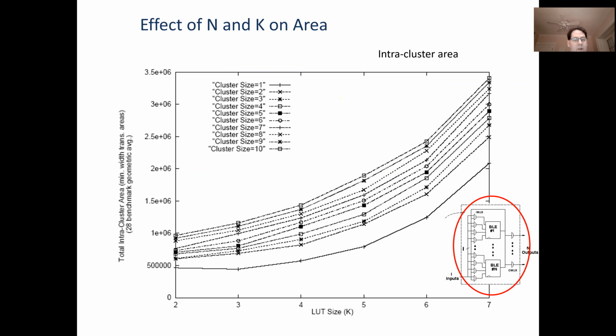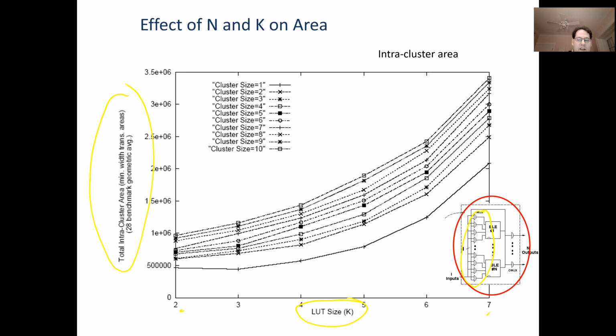So I'm going to show you a whole bunch of graphs and try to interpret what they mean. Okay, so this is basically area on the y-axis and lookup table size on the x-axis. Small lookup table of 2, big lookup table of 7. And we're changing the logic cluster. And here they're showing how much area is in this local routing.